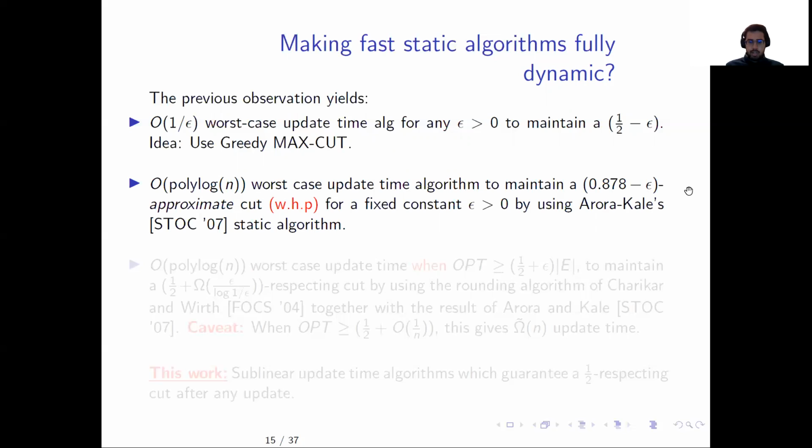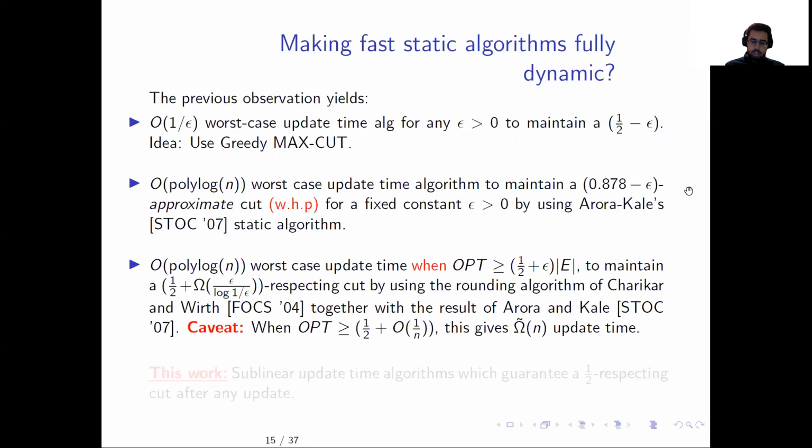Again, the same idea can yield a polylogarithmic worst case update time algorithm for a fixed constant epsilon greater than 0 to maintain a 0.878 minus epsilon approximation. This is due to using Arora and Kale's static algorithm. We also note that if we use Arora and Kale's algorithm and Charikar and Wirth's rounding technique, we can also get a half-respecting cut. But when the optimal cut is dense, this is not going to give us a great, or sublinear in n, update time.